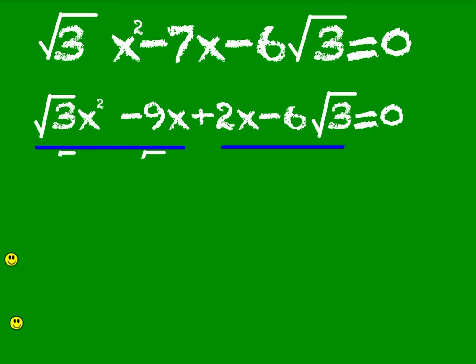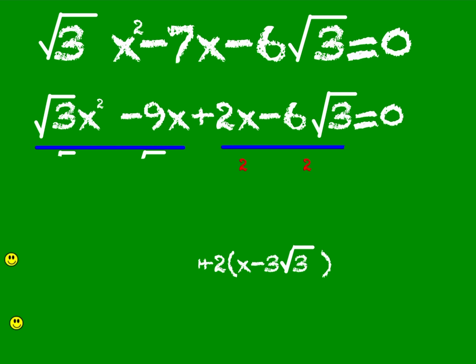Here, I just focus on the last two terms. Why? It seems easy for me. For the last two terms, the common factor can be easily seen. It is 2. So I write here plus 2, and in the bracket after the 2 is x minus 3 square root 3. Okay, because 6 is 2 times 3.